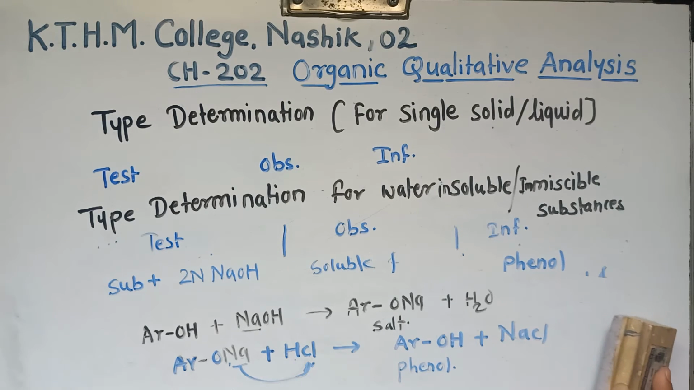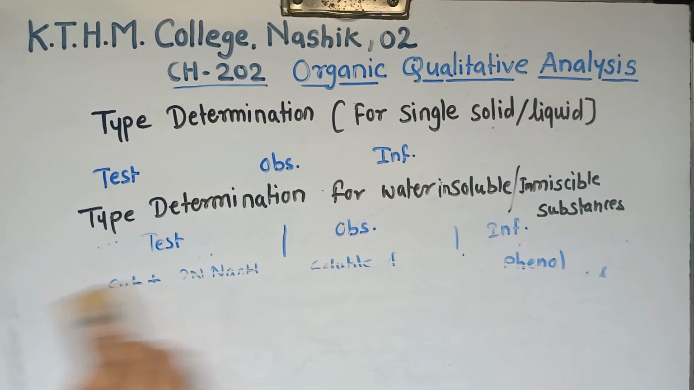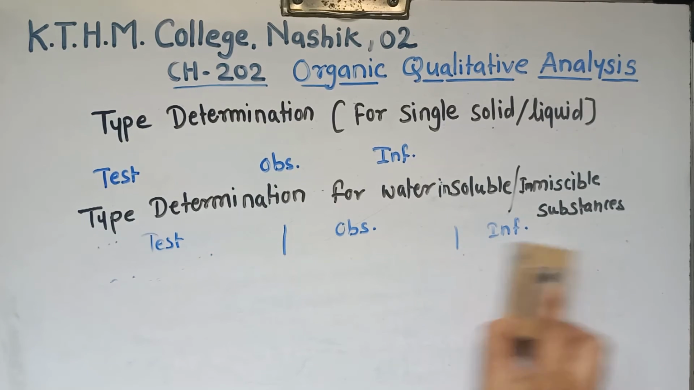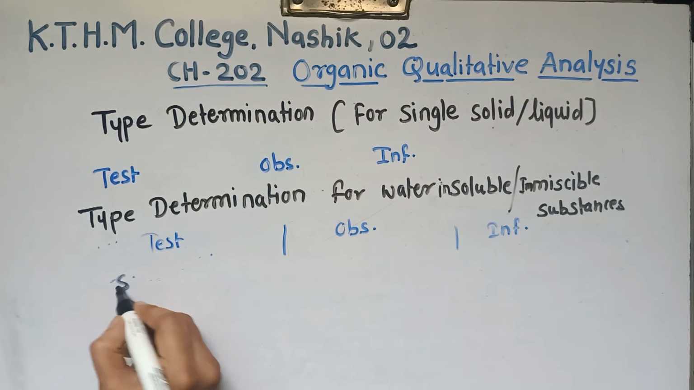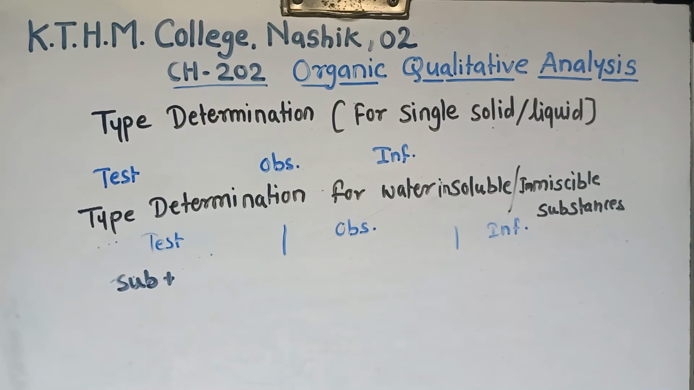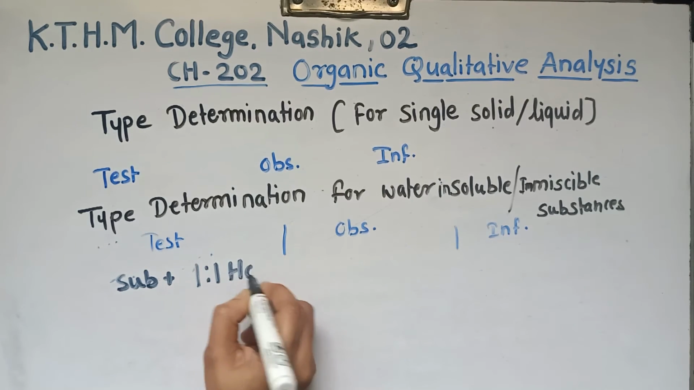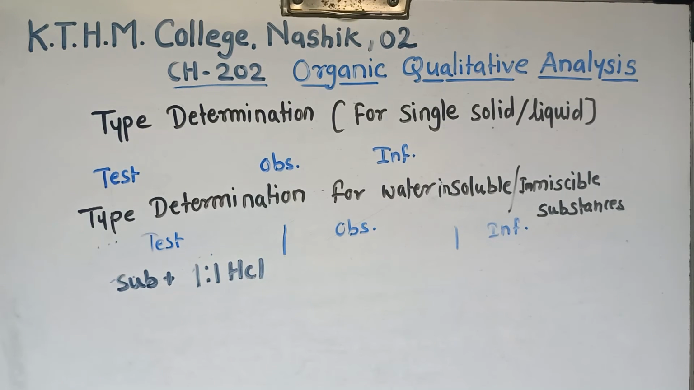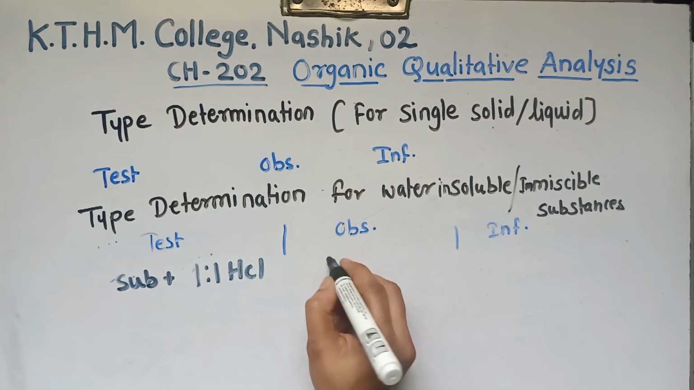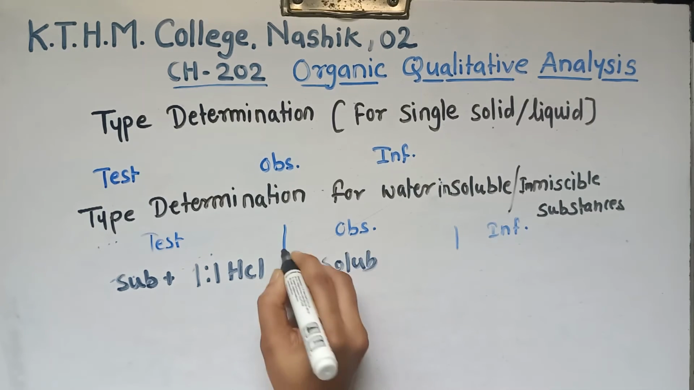Okay, then next, that is base. This reaction we have already discussed in the previous lecture, but here during the type determination this explanation is a must. That's why I'm going to explain again. Next, compound base. In that, again we take the substance, then we add 1:1 HCl. Again it is soluble. What is the observation here?